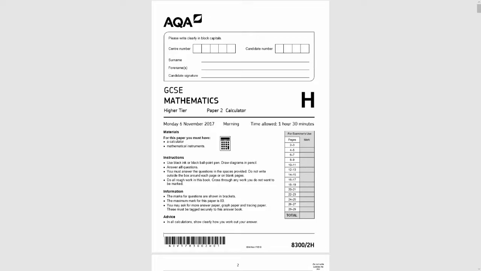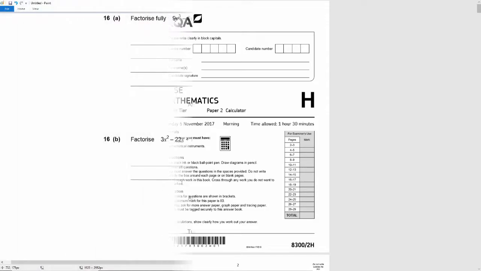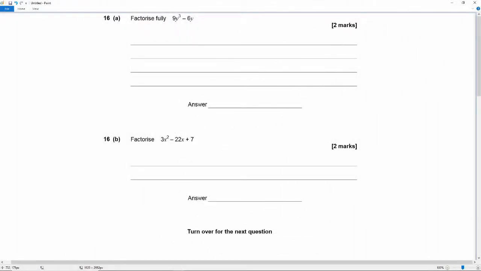This is the second paper in the higher tier. It's the November 2017 past papers. It is a calculator paper, so we are allowed to use calculators. And we're picking up in question 16, which reads, factorise fully 9y cubed minus 6y.